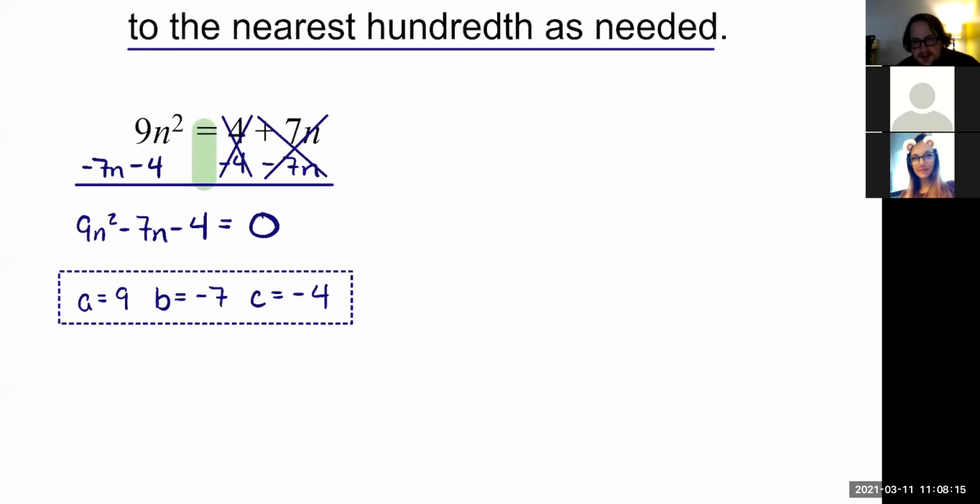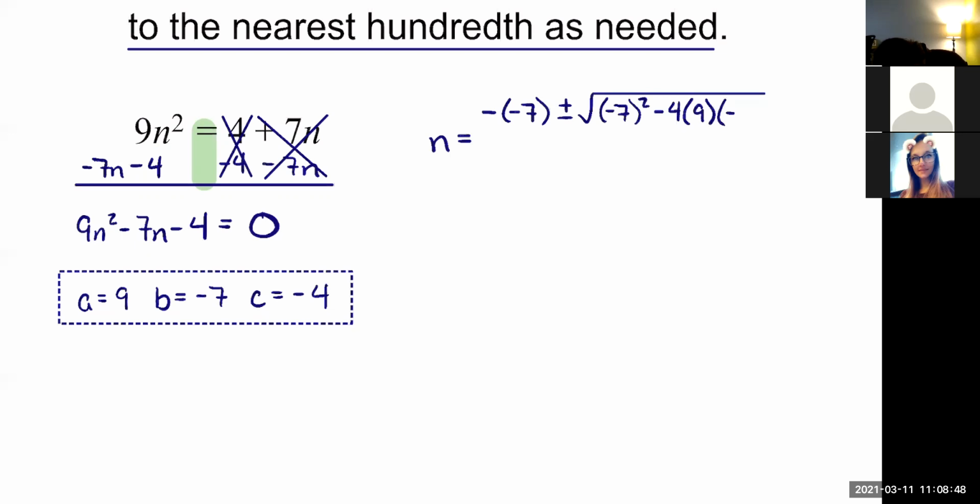So I come over here to the right, hoping to have enough space here. My variable is an n technically this time, so I'll say that n equals negative b, which I'm going to replace with a -7, plus or minus the square root of b, which is -7 squared, minus 4 times a, which is 9, times c, which is a -4. And then the entire thing is over 2 times a. A, of course, is still 9.